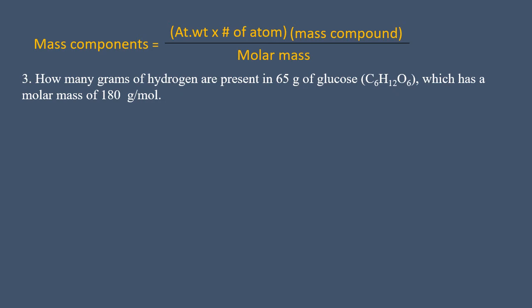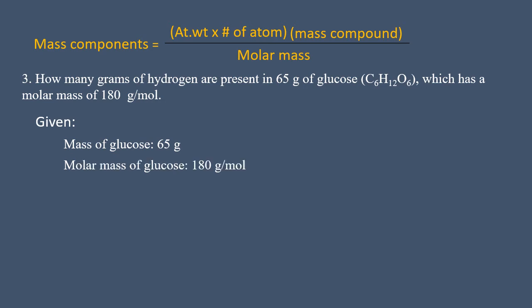Again, it is very important to start with the given quantities and the expected values. The mass of glucose is 65 grams. The molar mass of glucose is 180 grams per mole. And the atomic weight of the component hydrogen is 1 gram per mole. Remember that 1 gram per mole is the value that can be taken from the periodic table. And of course, the mass of the component, which is hydrogen, is unknown.